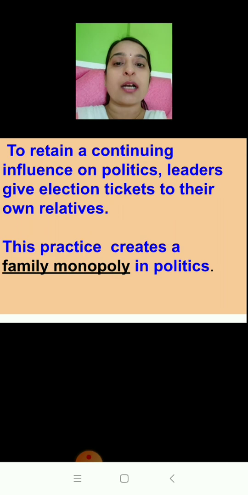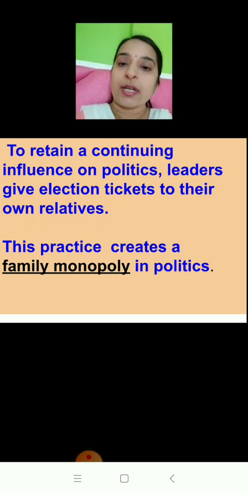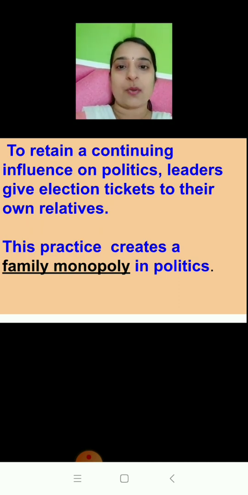To retain a continuing influence on politics, leaders give election tickets to their own relatives. So this is family monopoly. You will see that the whole family is involved in politics. So they give tickets to their own relatives, and this will lead to family monopoly in politics. So these are the major challenges, children, which we are facing.